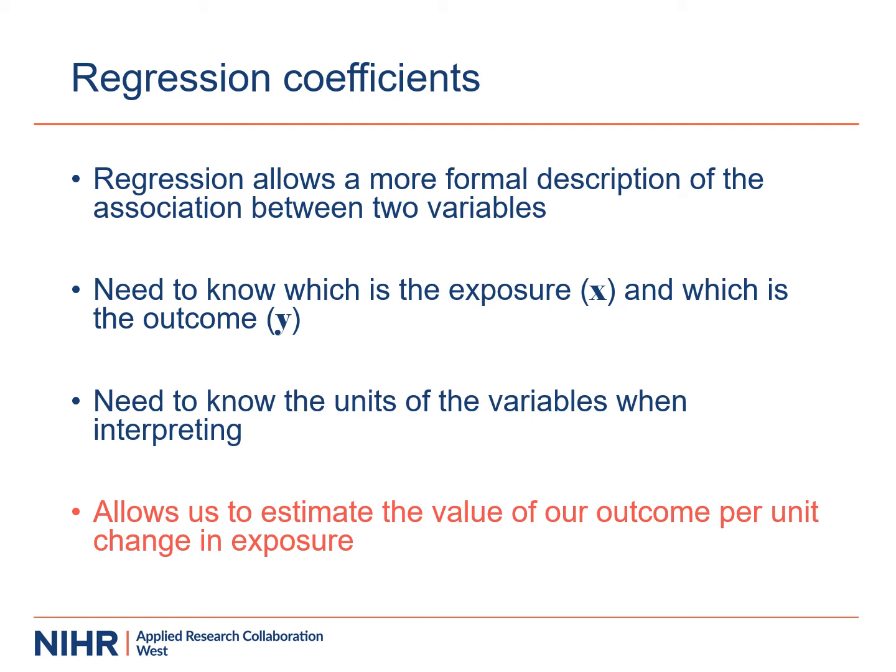You need to know the units of the variables when you interpret it. So if you have weight or height, you need to know if that weight is in kilograms or pounds or grams in the case of babies, and for the height you need to know if it's in centimeters or inches or some other measurement. And regression allows us to estimate the value of our outcome per unit change in the exposure.